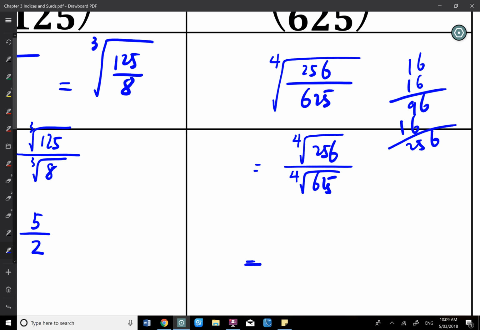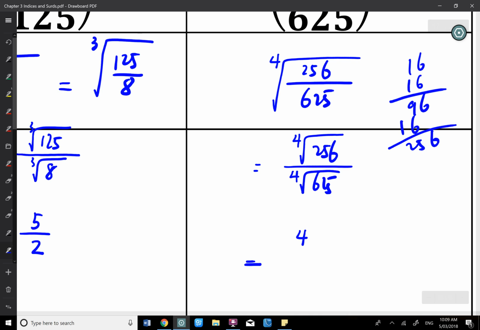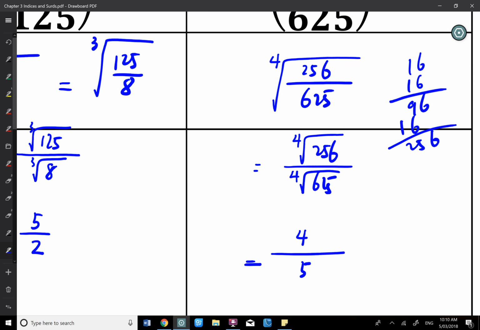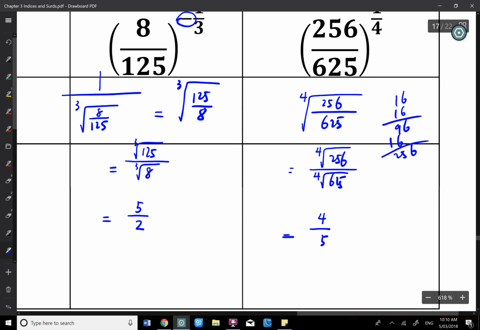So if you know 16 squared is 256, then it's 4, because 4 times 4 times 4 times 4 gives you 256. And then what's the 4th root of 625? It's 5. 25 times 25 gives you 625, so it's 5 times 5 times 5 times 5. So that's 4 over 5. Okay, that's the end of this exercise.